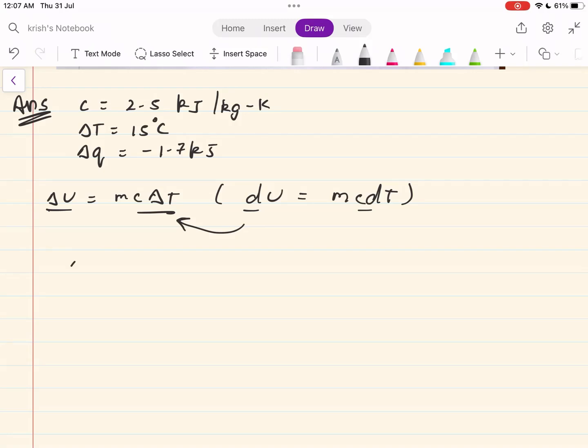Right. So delta U equals 1.5 into 2.5 into 15. Yeah, using the unit of temperature change doesn't matter. So it will come out to be 56.25 kilojoule.